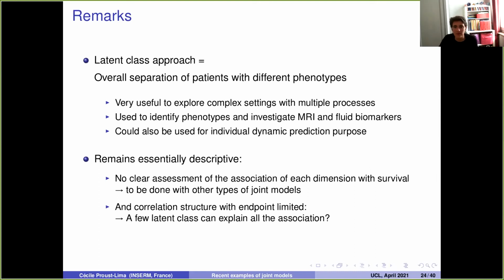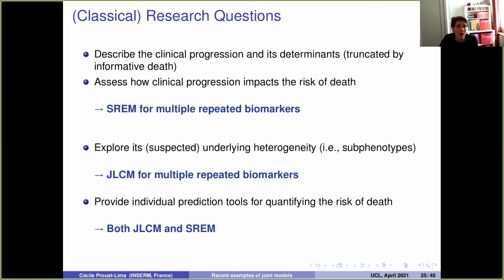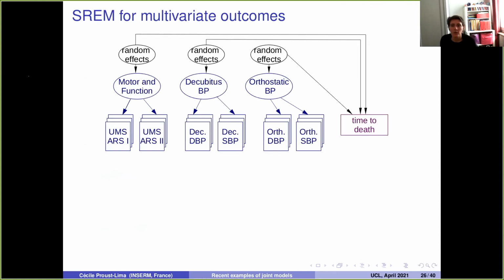And this is the last part of the talk that I wanted to give you, where we can describe the clinical progression and assess how the clinical progression impacts the death using a shared random effect model. So for now, we have described the 3 dimensions that evolve over time with the time to event using a latent class structure. But if we want to do exactly the same thing with a shared random effect structure, then the model is like that.